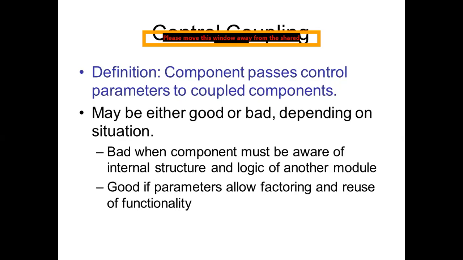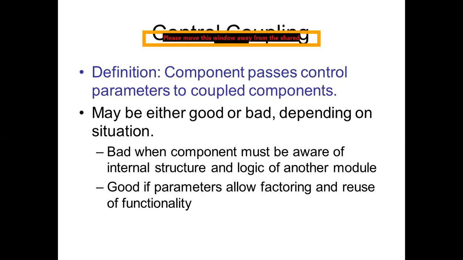Now here we can check control coupling. So what is control coupling? It is very simple: the control is passing. A component passes control parameters to coupled components. So here the component is passing the control.